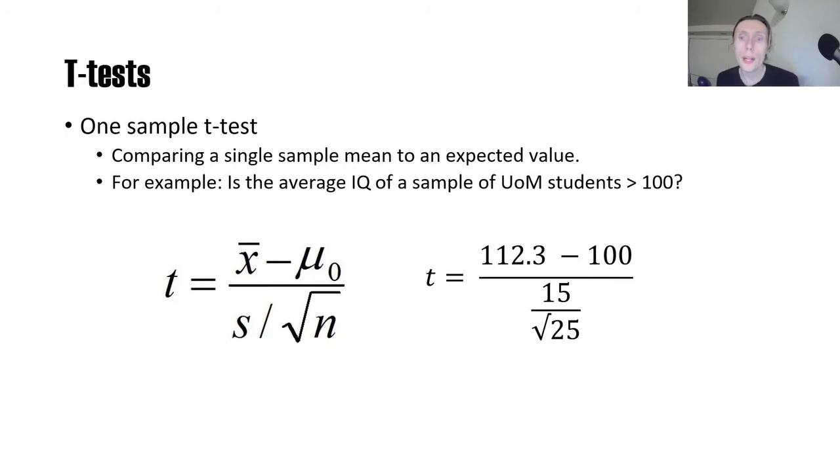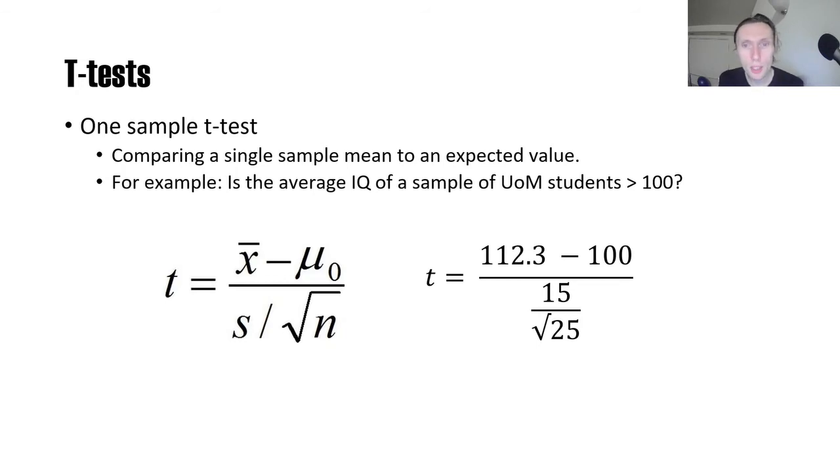Now I want to compare this to my expected value of 100, because I want to know if they're above average smart. So I take my observation, subtract the expected value, and then divide by the standard error of the mean. In this case, the standard error of the mean is the standard deviation divided by the square root of the number of observations.